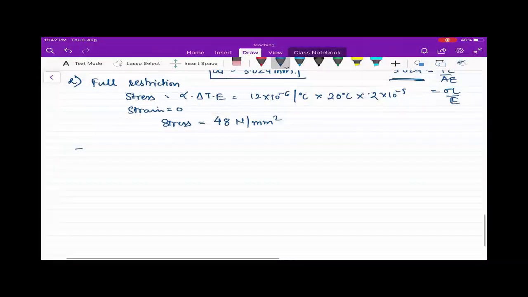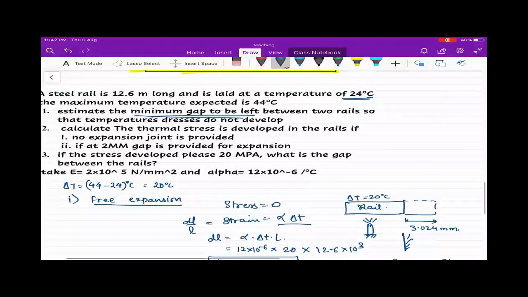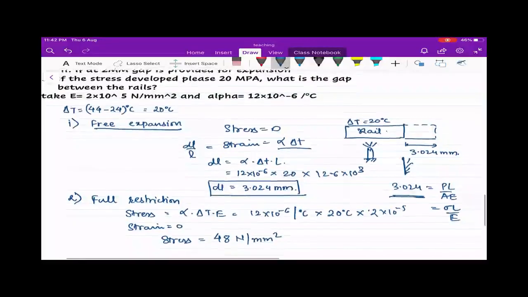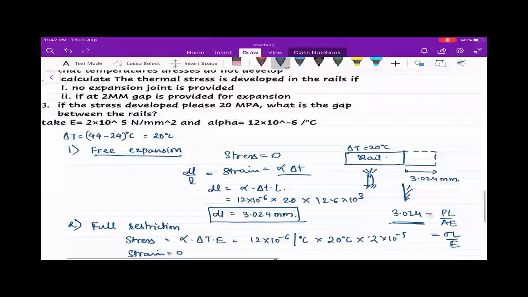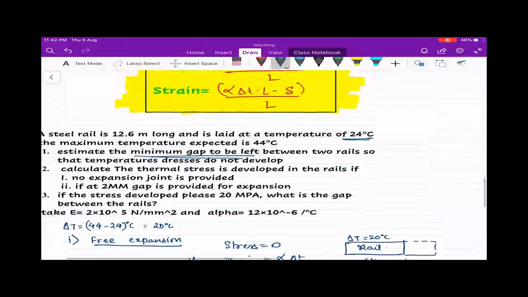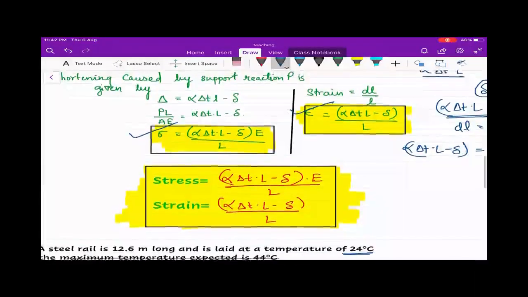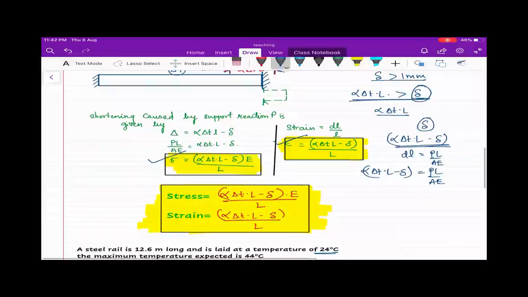Now if we try to go for the third condition, please try to see the third condition. What is the third condition? If a 2 mm gap is provided for expansion, how much does it want to expand? 3.024 mm. But how much gap have we provided? 2 mm. It means your delta is less than the free expansion condition, and that time we will apply the third condition. We will get stress value as well as strain value.